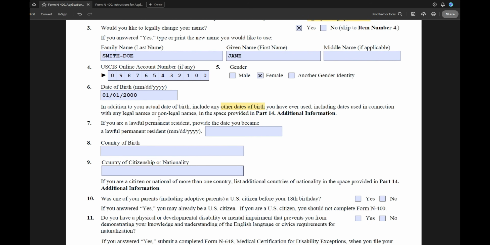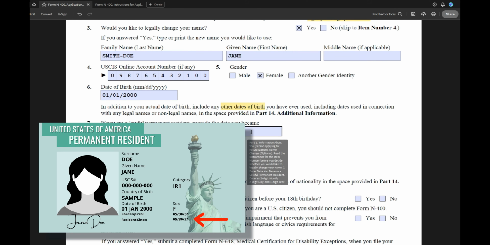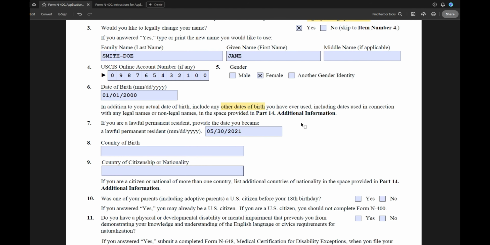Moving on, provide the date you became a lawful permanent resident, which you can find on your green card. And let's say in our case, Jane is applying based on the 3-year rule, marriage to a US citizen. She's eligible to apply for naturalization about 90 days before her 3rd green card anniversary date.